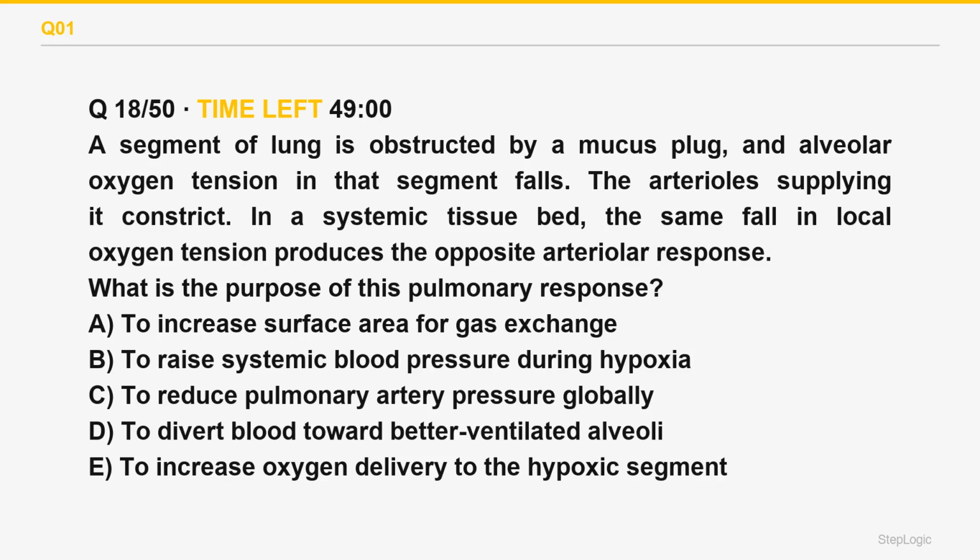What is the purpose of this pulmonary response? A segment of lung is obstructed by a mucus plug, and alveolar oxygen tension in that segment falls. The arterioles supplying it constrict. In a systemic tissue bed, the same fall in local oxygen tension produces the opposite arteriolar response. Read the command: the purpose of the pulmonary response. The lung is the one vascular bed that does the opposite of everywhere else, and the reason is worth understanding rather than memorizing.